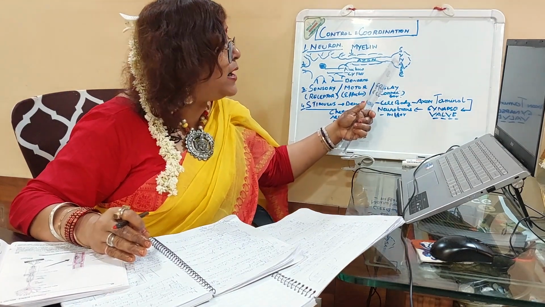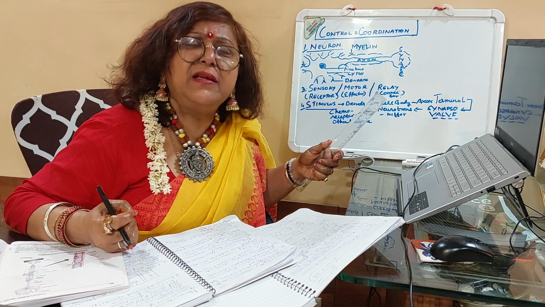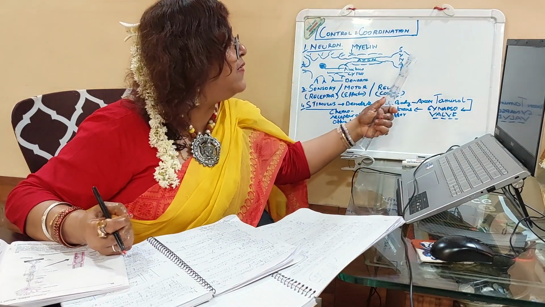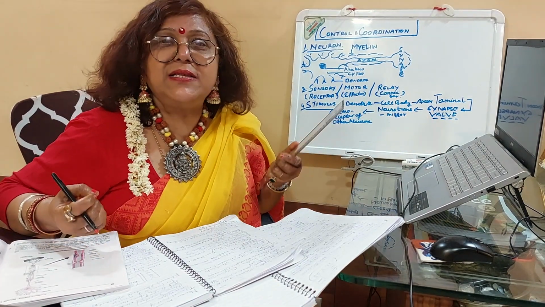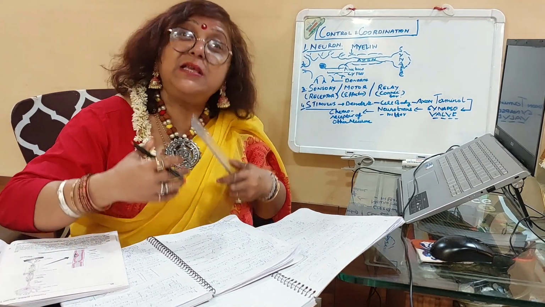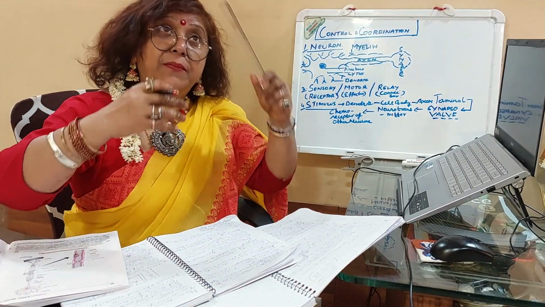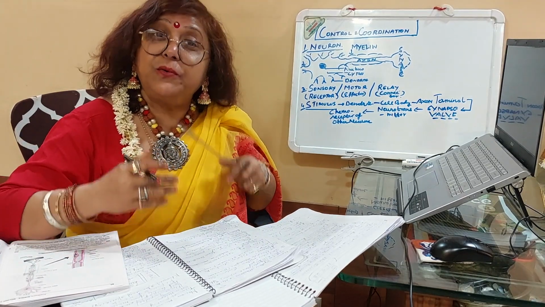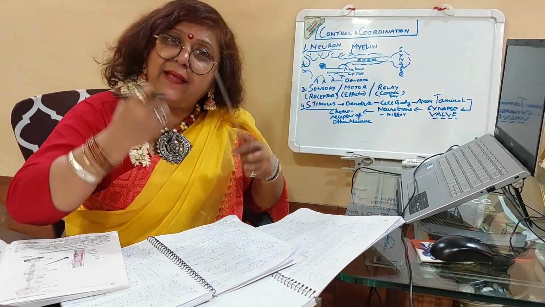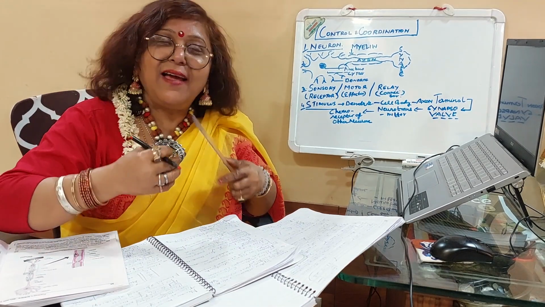So at one end of the axon are the neurotransmitters, at the other end are the chemoreceptors. They receive that neurotransmitter substance and diffuse it further. Because coordination is where all the organs coordinate with each other. And that only happens because of the neuron, because the neuron is the largest cell of the body and it runs from the head to the toes. So this neuron is able to receive the impulse, conduct the impulse and transmit it. Receive, conduct, transmit are the keywords.